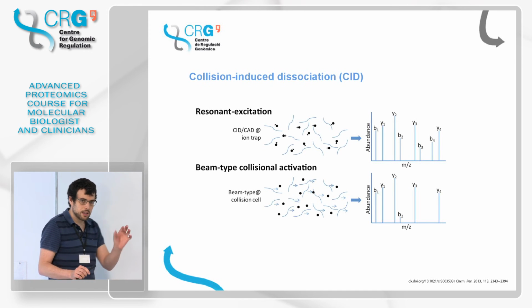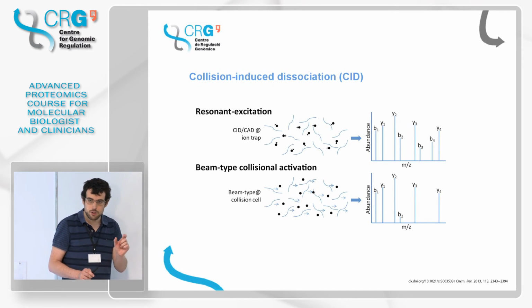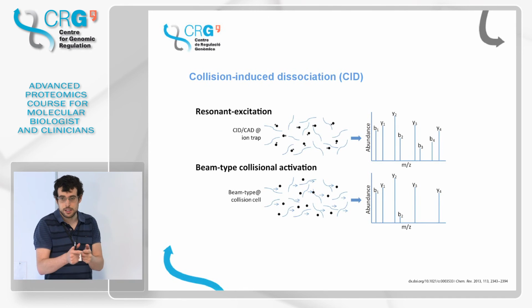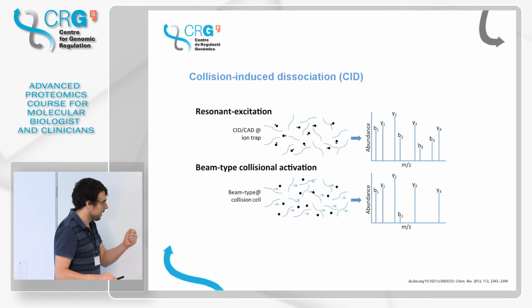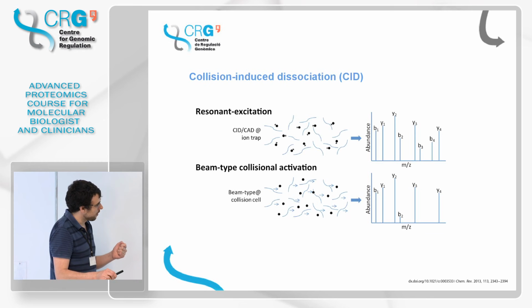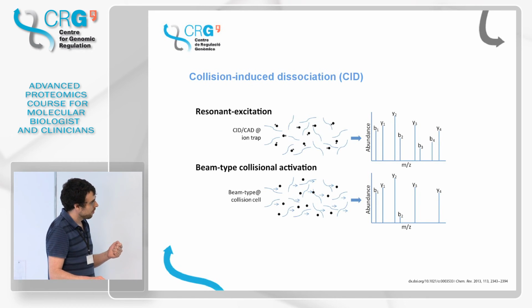And we apply a certain radio frequency so that there is not too much energy that it breaks multiple times, but just enough energy that each molecule breaks at least once. And then with CID, we get Y and B ions, right? And you can see B and Y, and all this.